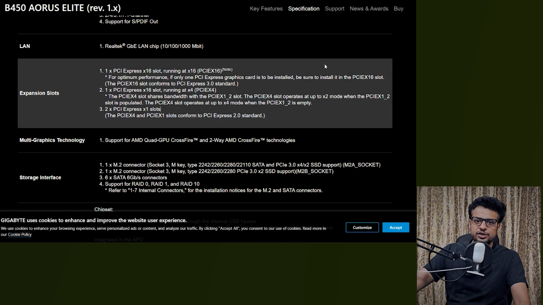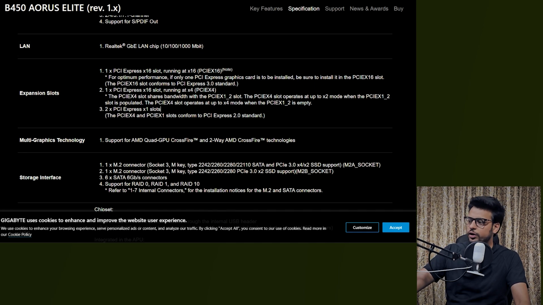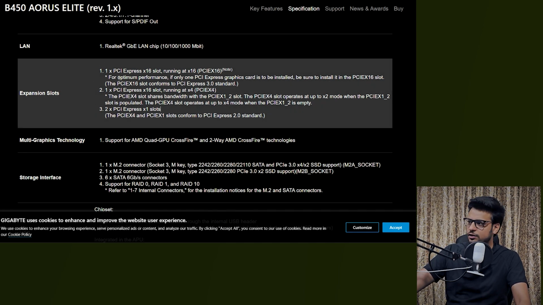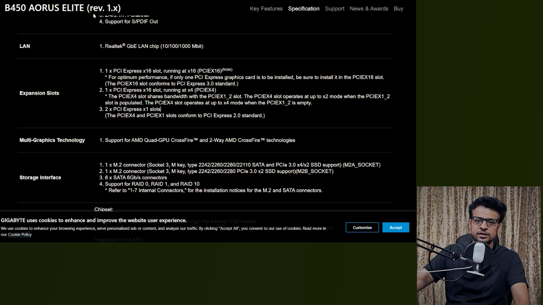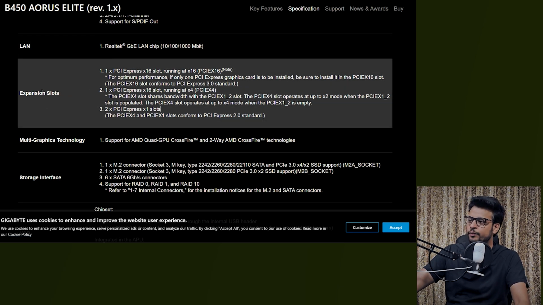Now before I show you the picture of an actual motherboard, we are going to discuss the specifications. Now this is the specification of the motherboard that I'm going to show you. So in terms of expansion slots, we have one PCI Express x16 slot running at x16. Now this is significant here. The first x16 that you see here is the size of the slot, and this signifies the speed.